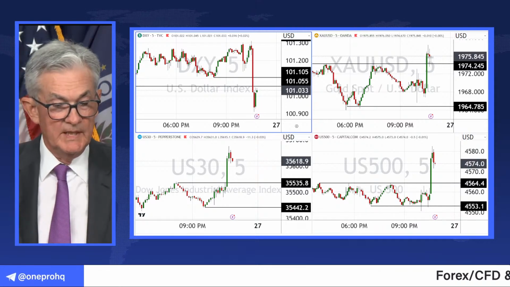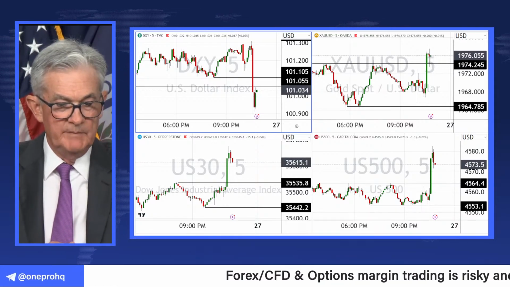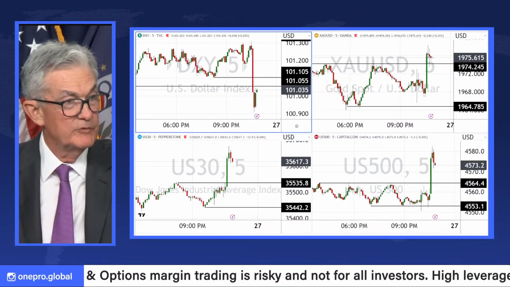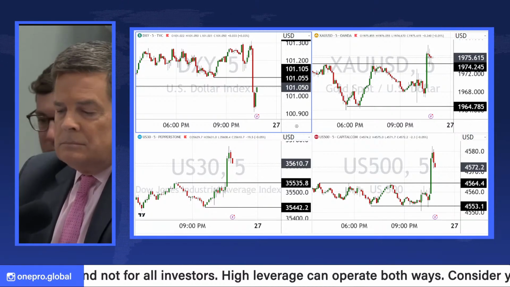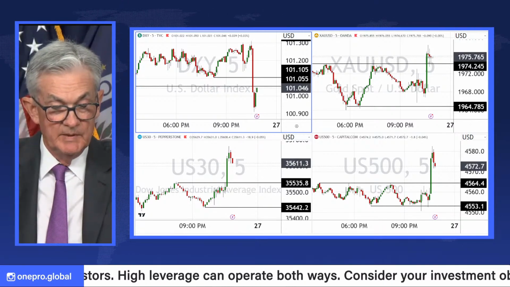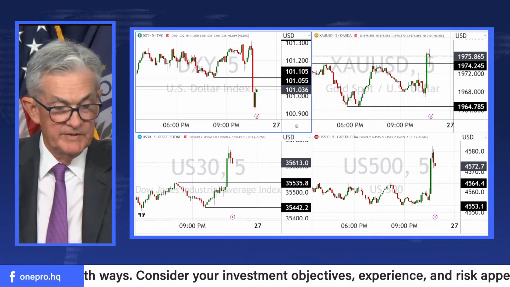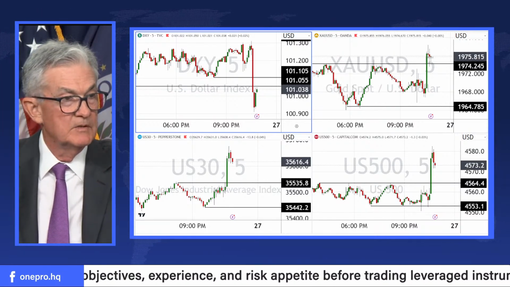But I would say that what our eyes are telling us is that policy has not been restrictive enough for long enough to have its full desired effects. So we intend, again, to keep policy restrictive until we're confident that inflation is coming down sustainably toward our 2% target, and we're prepared to further tighten if that is appropriate. And we think the process still probably has a long way to go.